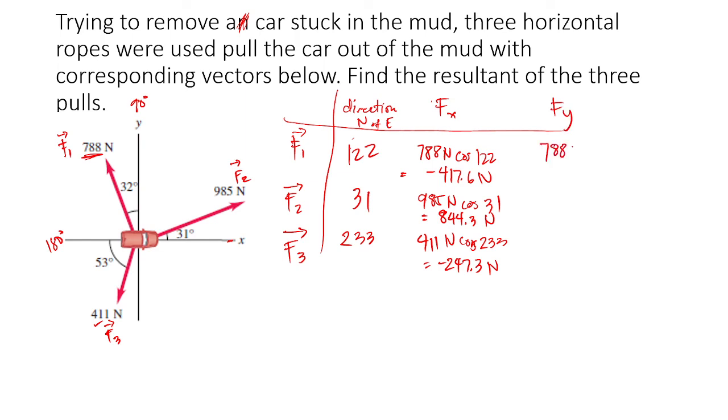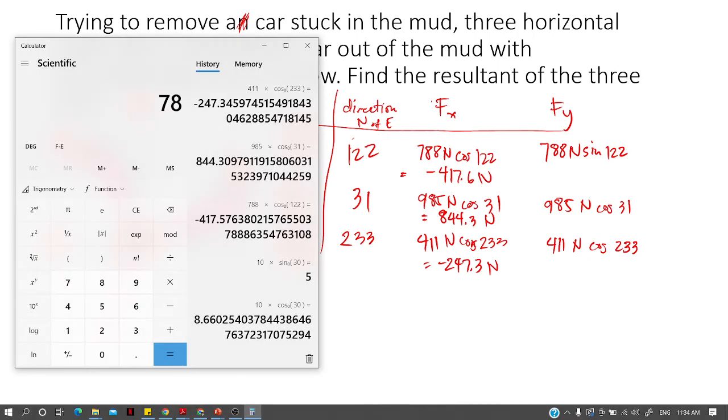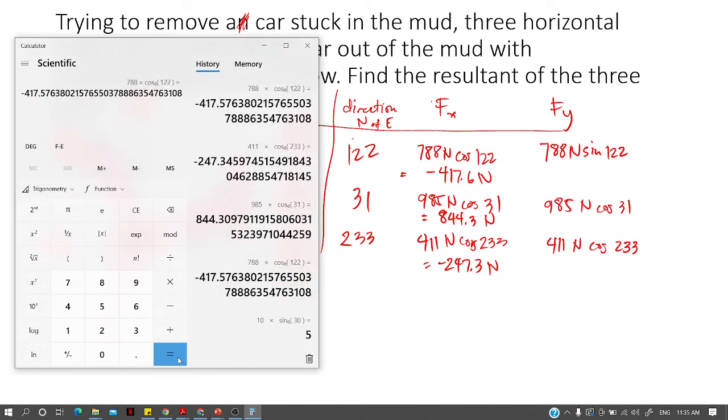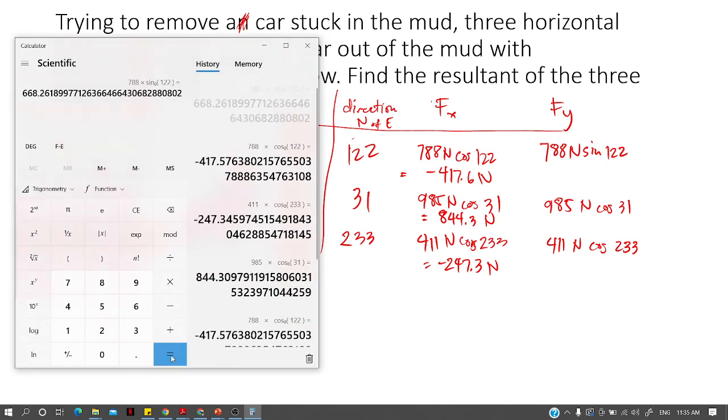So same for our Fy, ganun lang din gagawin natin. So we'll have here 788 newtons of sine 122, and we will have here 985 newtons cosine 31, and we have here 411 newtons cosine of 233. Okay? So, compute ko na lang muna. So, we'll have your 788 times 122 sine. Sine nga pala. Alright, so that will be 668.3.